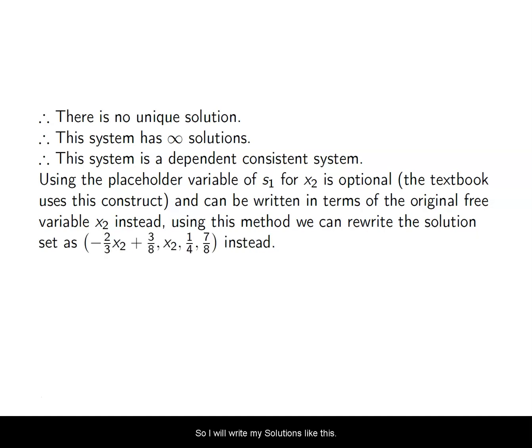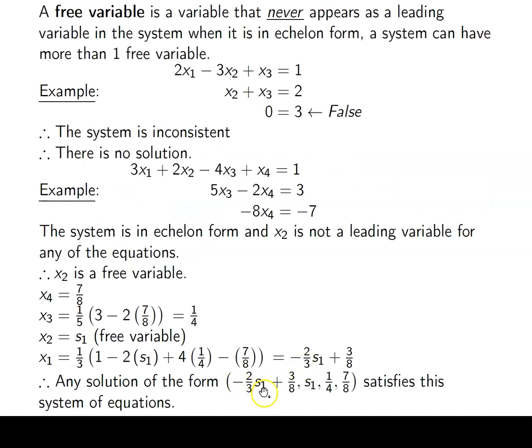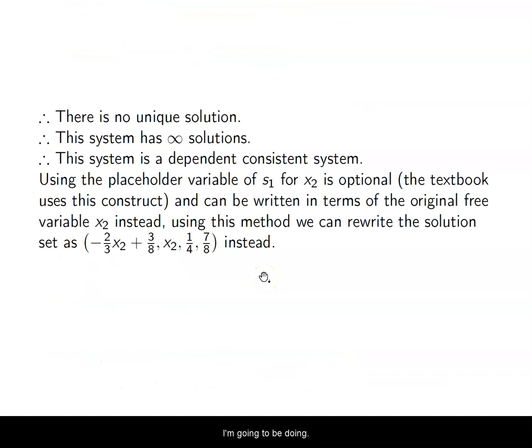Okay. So I will write my solutions like this in these videos and in the write-ups that I have for us. All right. So again, all of these values are the same. It's just that instead of s1, I'm using the actual variable, that's the free variable, which is x2. Okay, so that's what I'm going to be doing for this class, right? That's really the only difference that I'm using against the book.